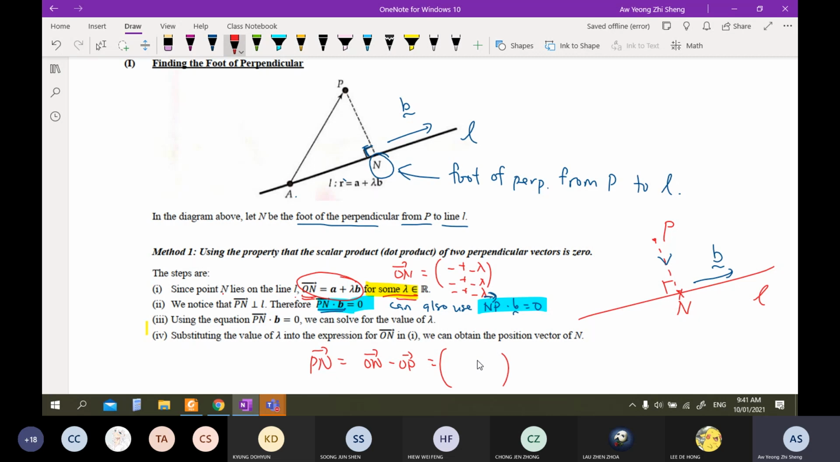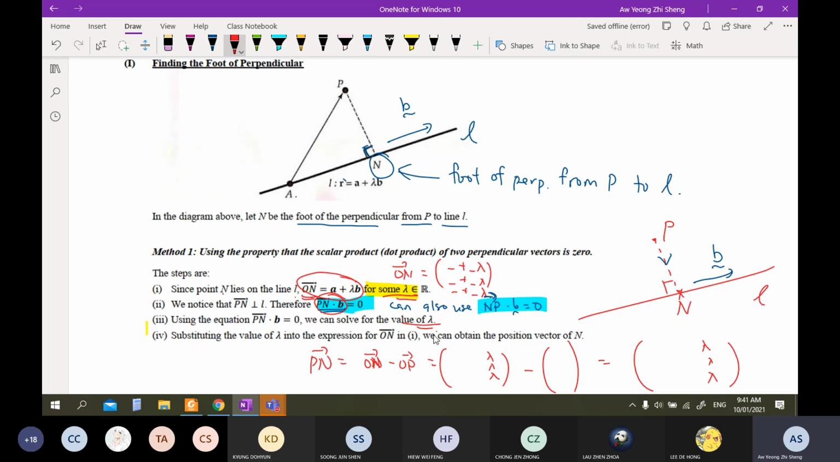But because your On contains some lambda, while your OP is a fixed point, your final vector after doing the subtraction will also contain some lambda. And so when you take Pn dot B, this dot product, when you expand it, it will be a linear equation in terms of lambda, and that allows you to solve for lambda.